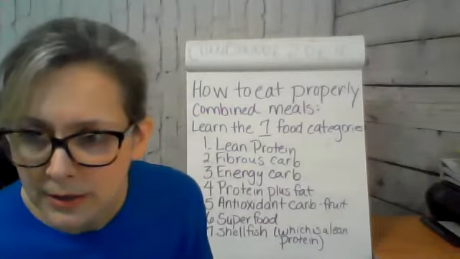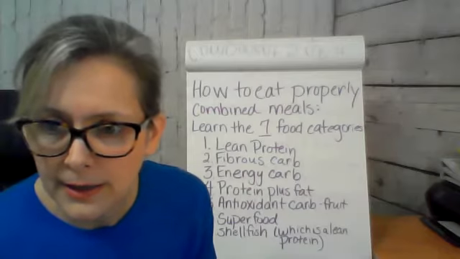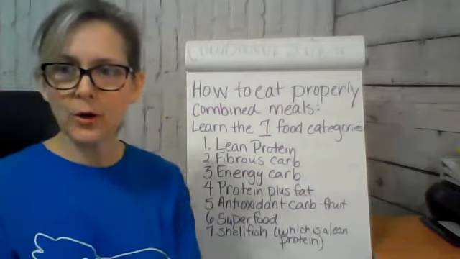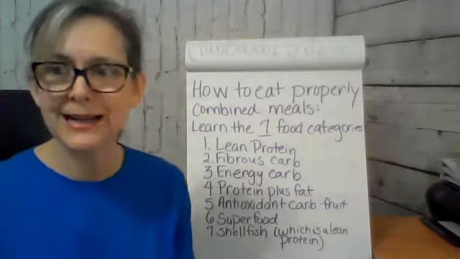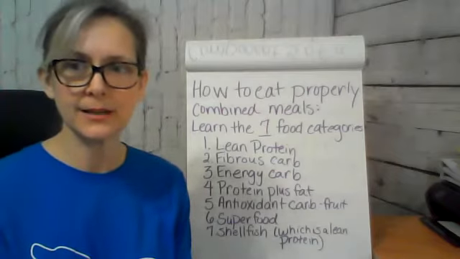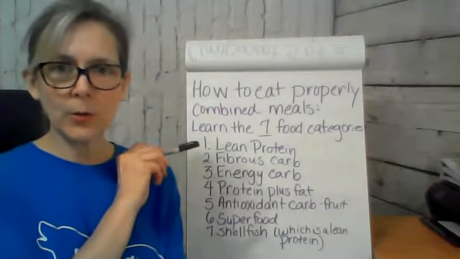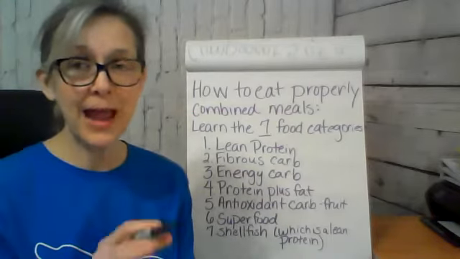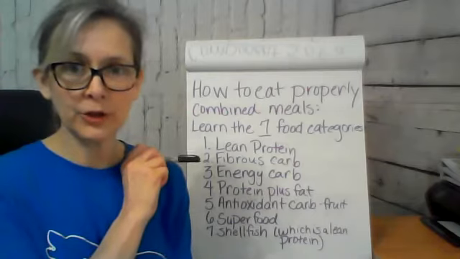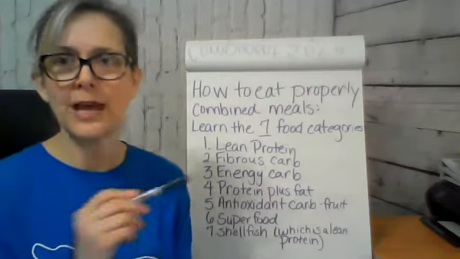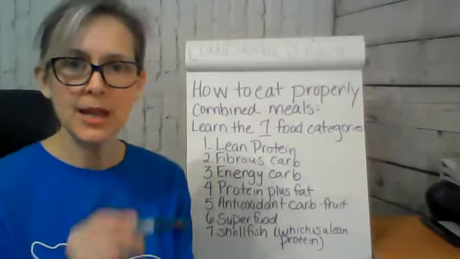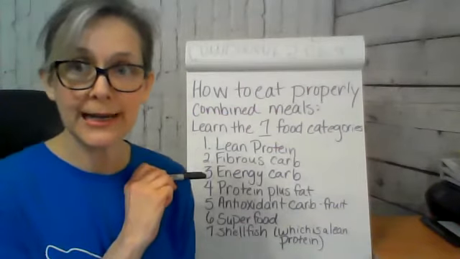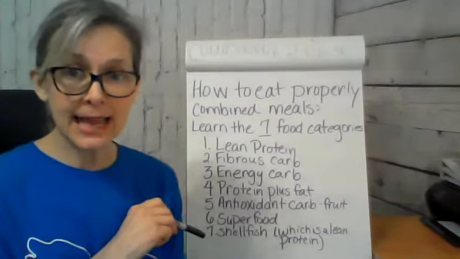I got a question. Yes, Lori. If you have a category 1 plus 2 plus 3, that is perfect. Yes, yes. So your category 1 plus 2 plus 3 would be perfect. Your fastest fat burning meal is a 1 and a 2 or a 7 and a 2. That is your fastest fat burning meal. But 1 plus 2 plus 3 would be perfect.